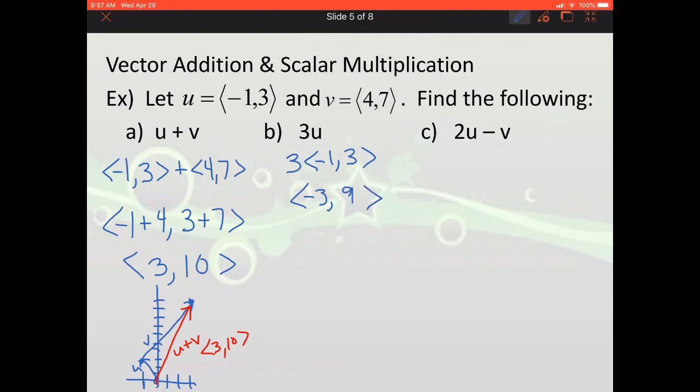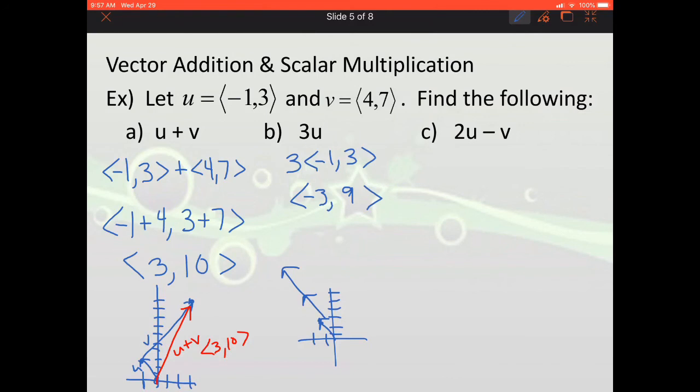And again, what we're actually doing is taking vector u and adding on 3 of those u's together, just putting them end to end. So <-1, 3>, and then another <-1, 3>, and another <-1, 3>. So there's vector u, and then another, and then another one, and then we end up at <-3, 9>.